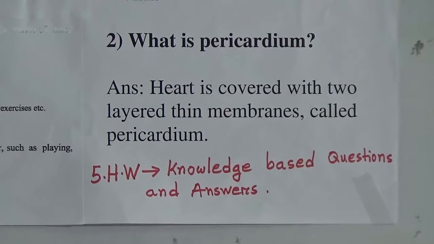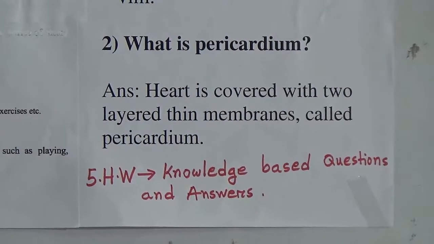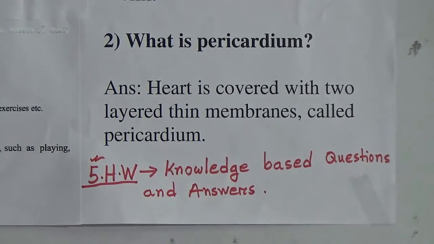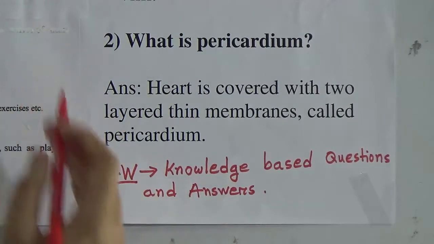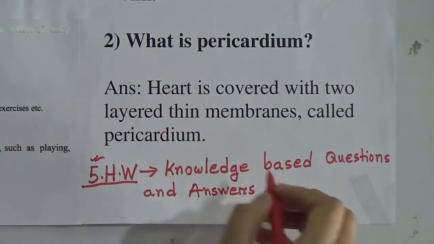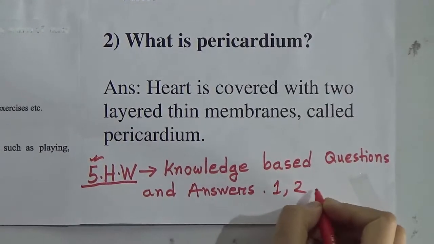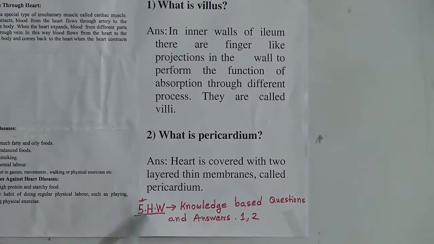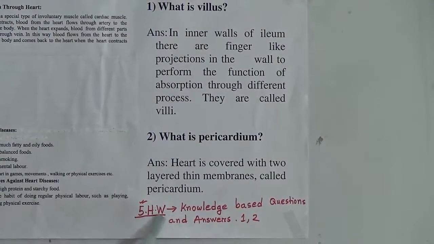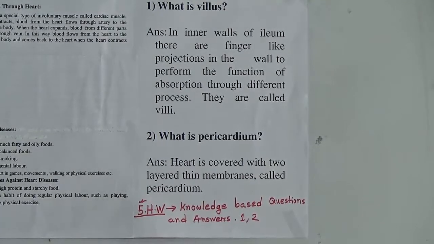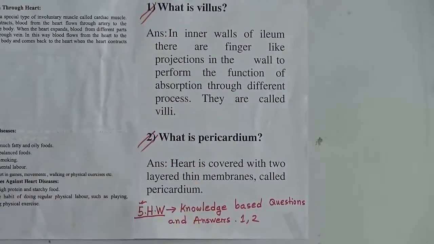Dear student, you have to do some SW. Your SW number is 5, and when you do your SW, you have to write your SW number at the top of your SW copy. Your SW is knowledge-based questions and answers. Here are two knowledge-based questions and answers. This is your SW. Your SW is knowledge-based questions and answers 1 and 2.